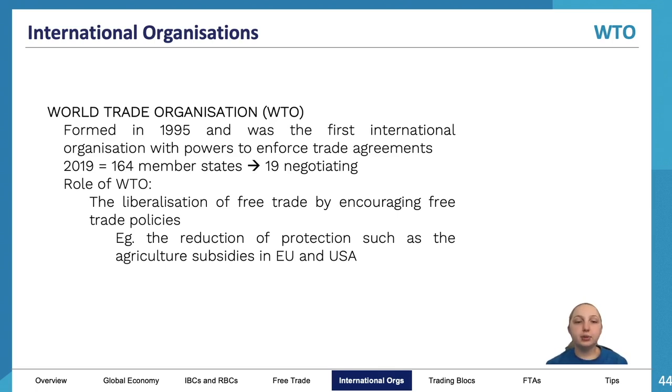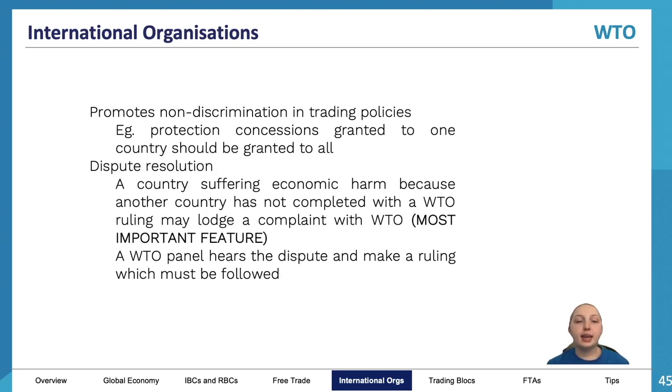And the role of the WTO was to liberalize trade by encouraging free trade policies. For example, they reduced protection in agricultural industries in the EU and the USA. So the WTO is good in that it actually does have power to enforce different policies. They promote non-discrimination in trading policies.